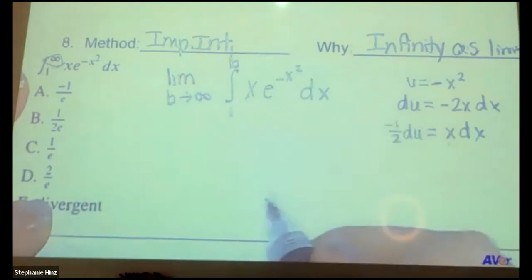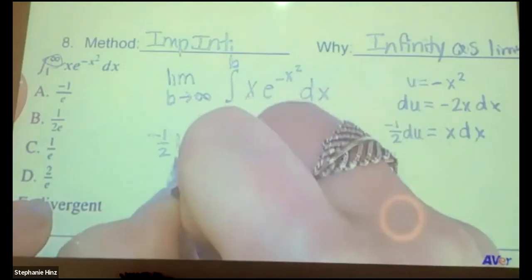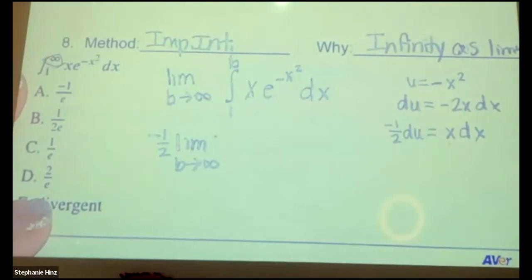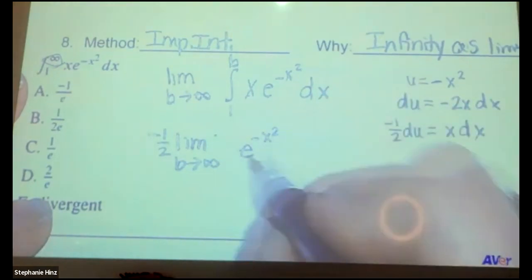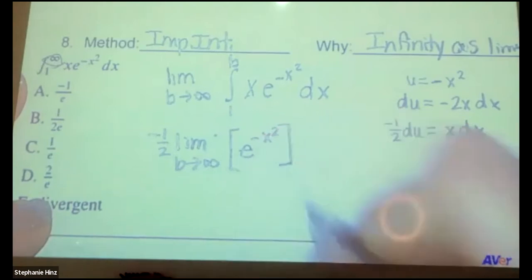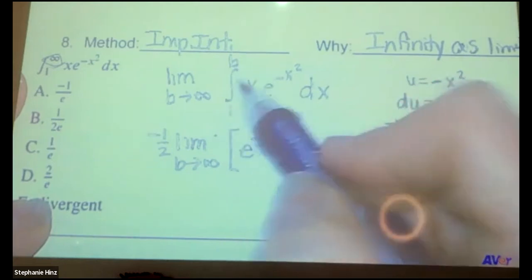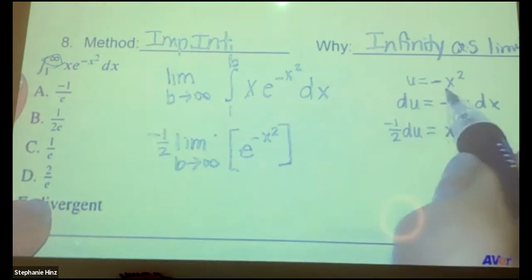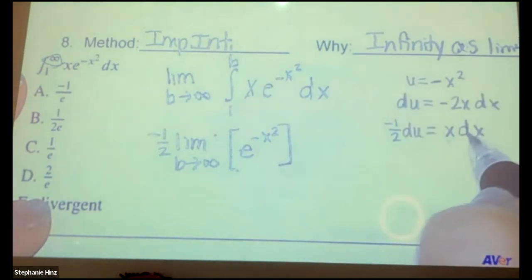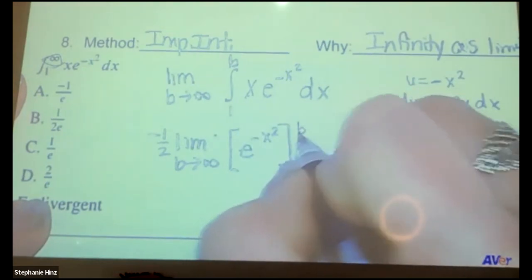So I've got negative 1/2, the limit as b approaches infinity. And so this is e to the u, and the antiderivative of e to the u is just e to the u. So again, I am not writing u in this problem, because when you change to u, then technically your limits of integration should change. So when I'm doing an improper integral, I might use a U substitution just to help me think, but I keep it in my dx values. I'm going from 1 to b.